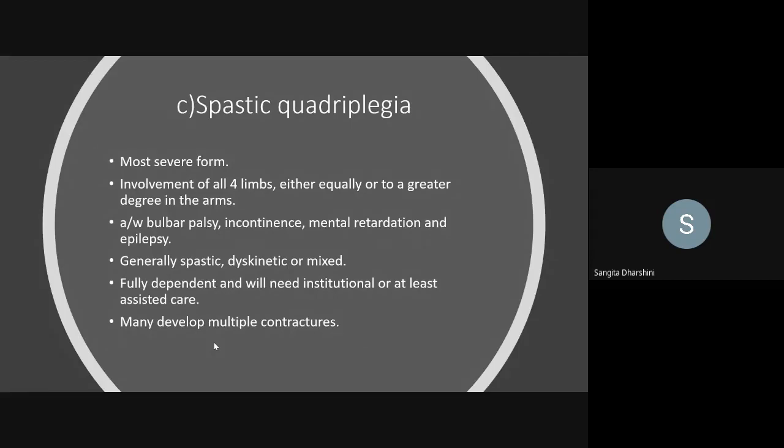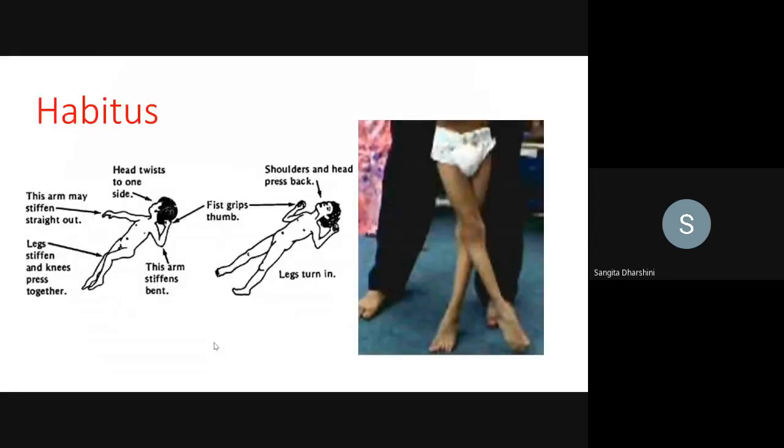Most of them actually do not live to their usual years, as they develop many complications like aspiration pneumonia and multiple contractures. This is a common habitus we see in children with spastic quadriplegia. The head might twist to one side. Their hands usually will be fisted. Their lower limbs would either be extended out, or sometimes they would crisscross, and we call this scissoring. Sometimes when they also have dystonia, their shoulders and head tend to press backwards, and their back arches up.